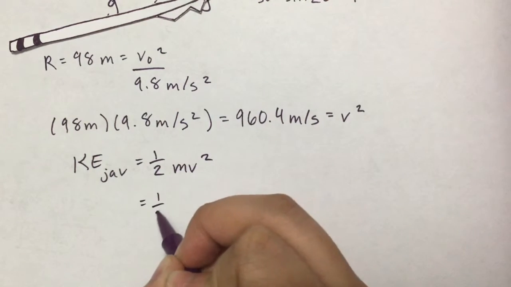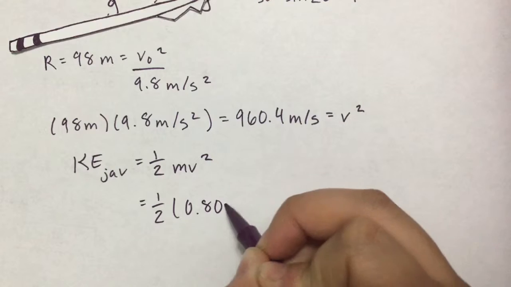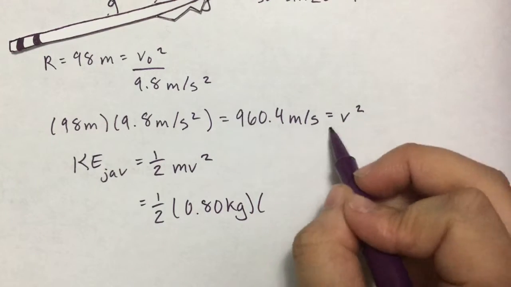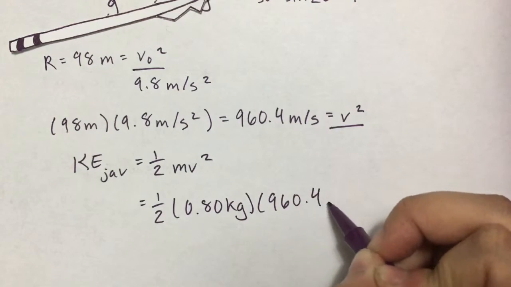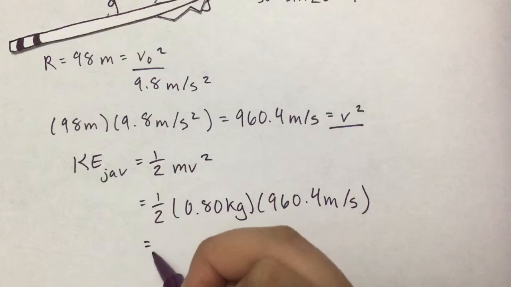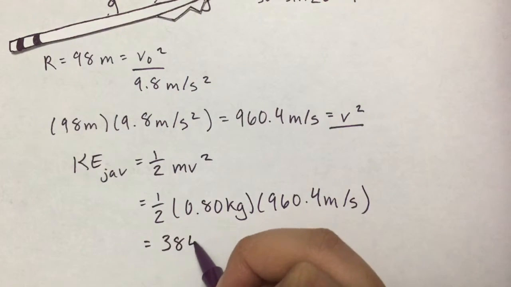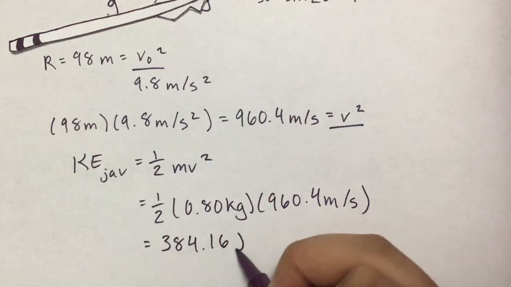So now we have to plug in what we know. 1/2 times 0.8 kilograms, which is the mass of the javelin, times 960.4 meters squared per second squared, which is our velocity squared, and that gets us 384.16 joules.